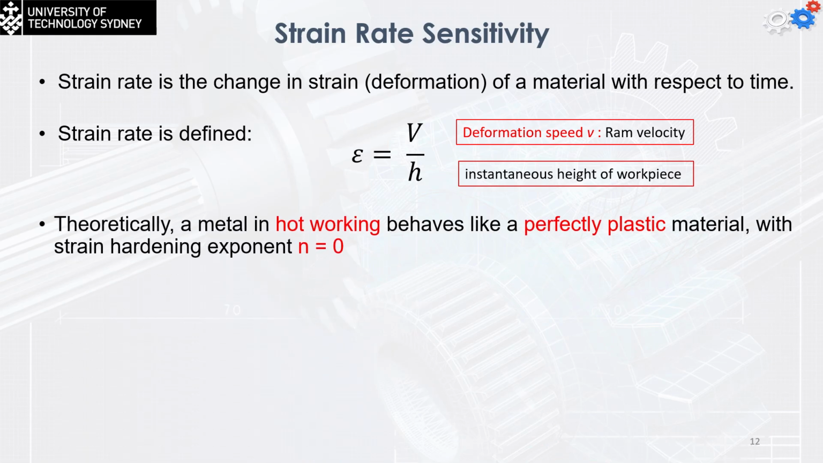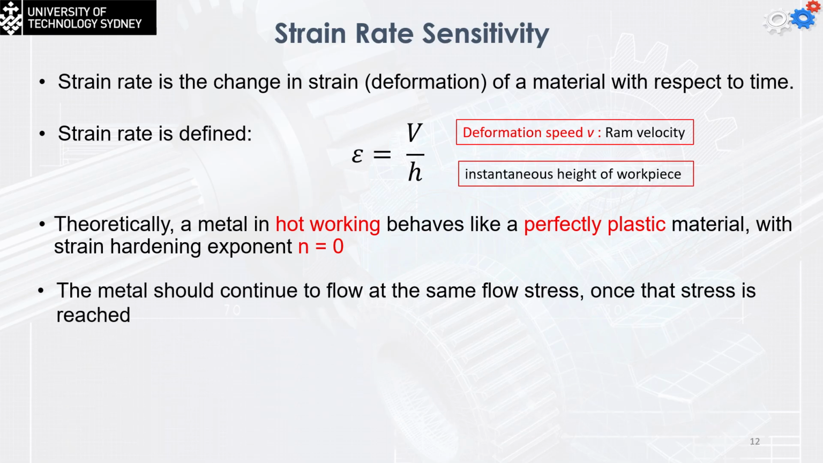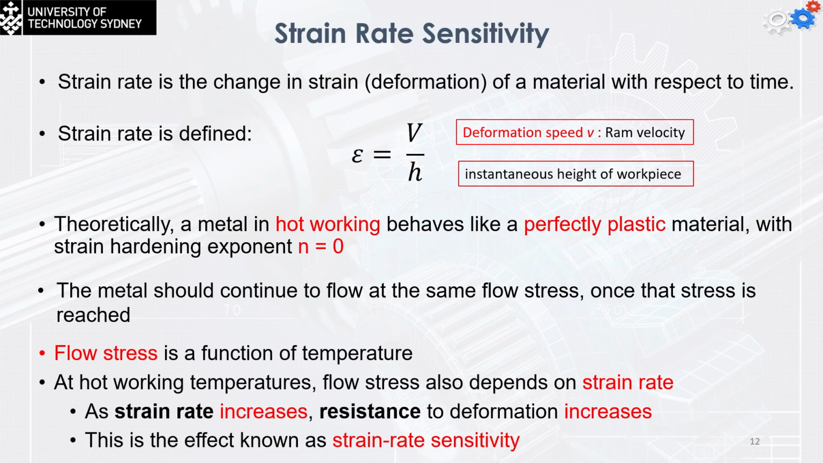Theoretically, a metal in hot working behaves like a perfectly plastic material, with the strain hardening exponent equal to 0, or the n in the equation of the flow stress. The metal should continue to flow at the same flow stress once that stress is reached. The flow stress is a function of the temperature, as we mentioned earlier.